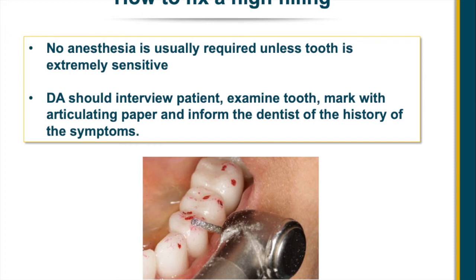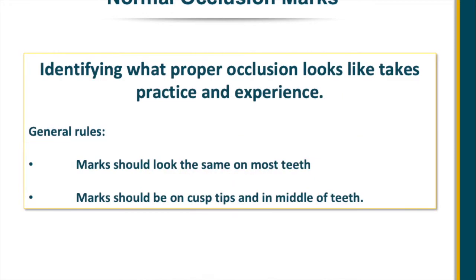So how do you fix a high filling? Generally, if the filling is left high by the dentist, or a temporary crown could be high, a new crown could be high. It's very easily fixed, usually requires a couple of minutes. No anesthesia is generally required unless something is severely wrong. But you should interview the patient, examine the tooth, mark the articulating paper, and inform the dentist of the history of the tooth and the symptoms that the patient is experiencing.